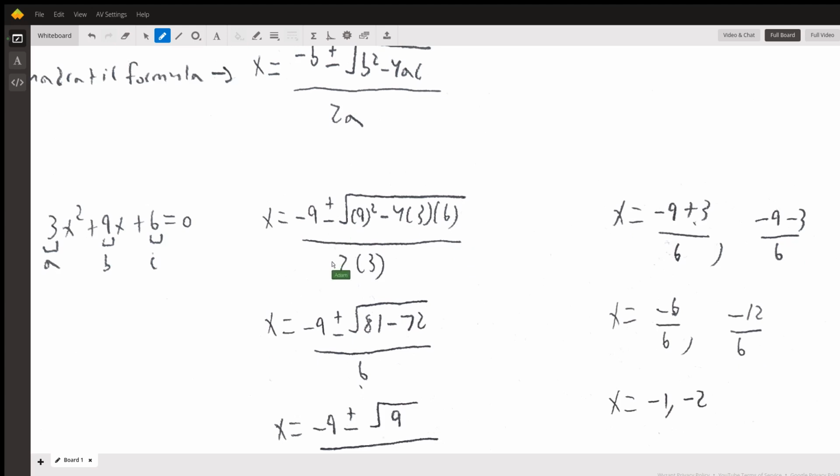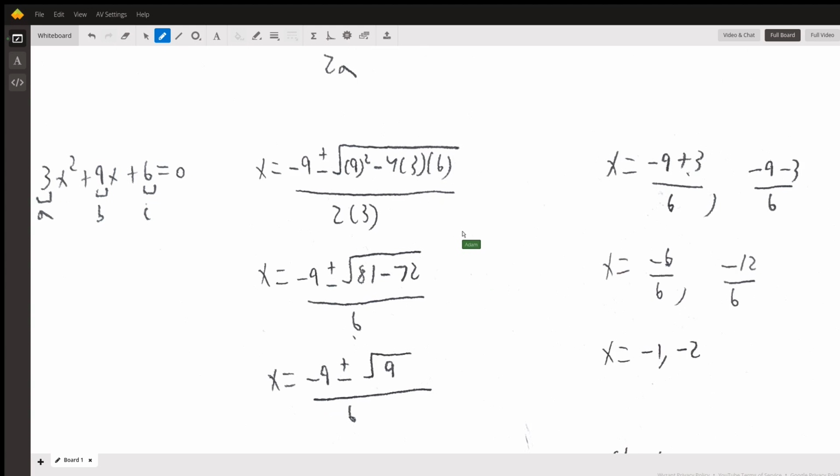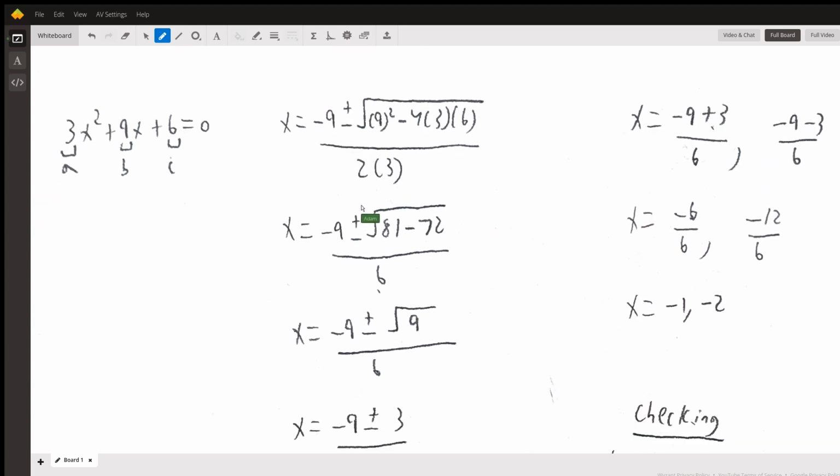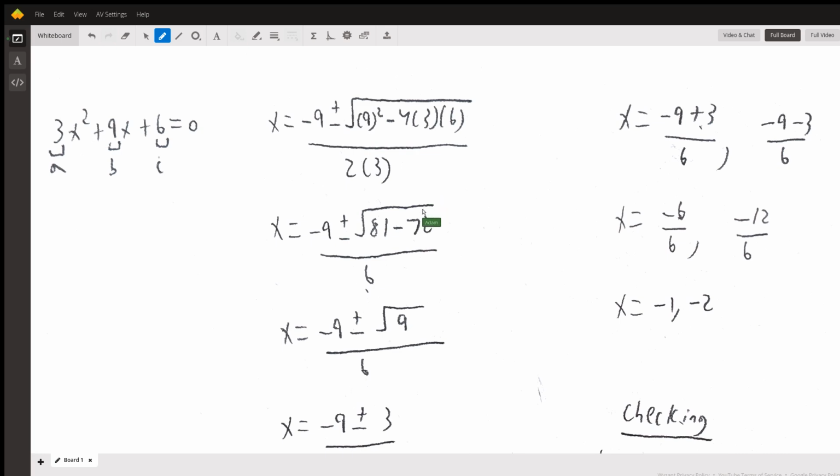And this may look like a lot going on at once, which is totally fair. It's a lot, but we'll break it down. Sometimes it factors out nicely, sometimes it doesn't. Let's see how this one goes. So we're going to leave the negative 9 here, plus or minus, and we're going to just do some algebra here in the middle. So 9 squared is 81. 4 times 3 is 12. 12 times 6 is 72. And we'll keep the negative there.